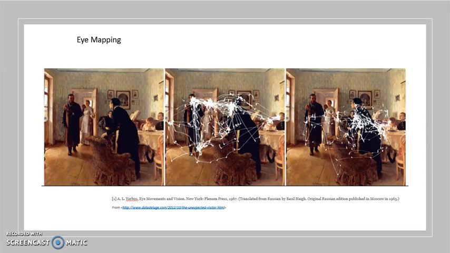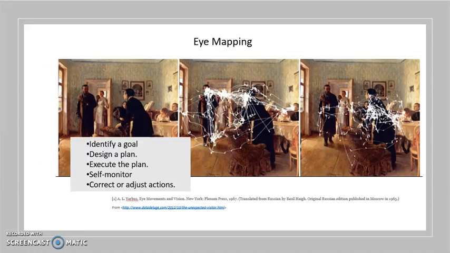First, the viewer was told to look at the image, but was given no specific instruction about what to look for. Second, he was instructed to identify the ages of the people in the picture. Each instruction required a different viewing strategy, and each new strategy resulted in a different pattern of eye movement. Even a simple action like searching a picture involves a multi-step strategic process. Identify goals, design a plan, execute the plan, self-monitor, or in other words, get feedback, correct and adjust actions.